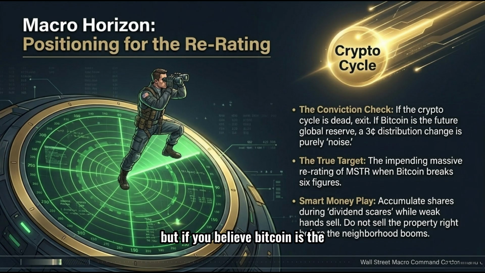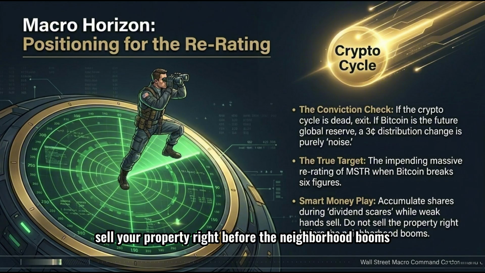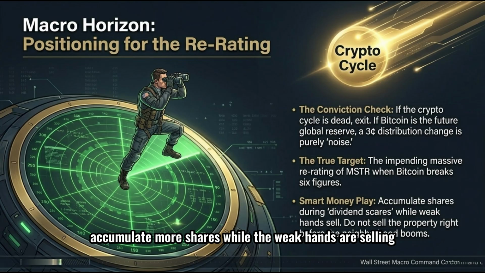But if you believe Bitcoin is the future of global reserves, then a 3 cent or 5 cent change in the monthly distribution is just noise. The real play is the massive re-rating of MSTR that will happen when Bitcoin hits 6 figures. MSTE is your leverage ticket to that event. Don't let a temporary reduction in rent cause you to sell your property right before the neighborhood booms. The smart money uses these dividend scares to accumulate more shares while the weak hands are selling.